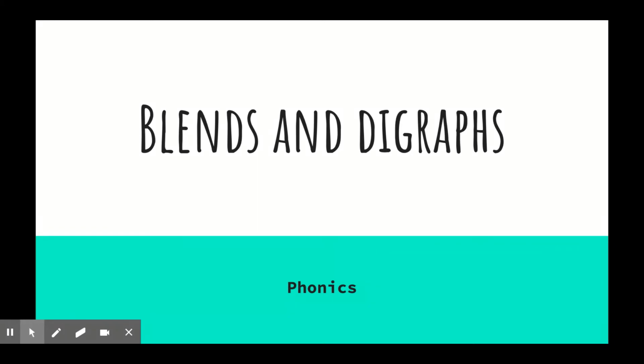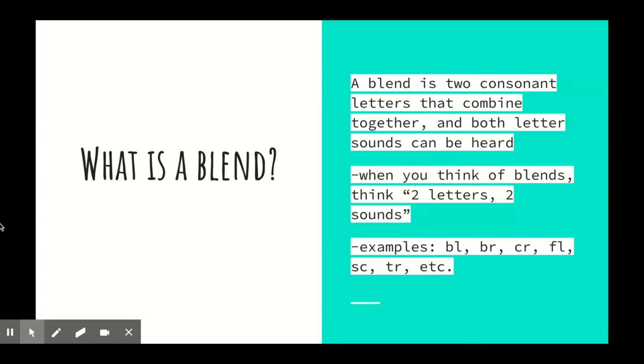So this week we're talking about blends and digraphs, which is part of phonics. Okay, blends and digraphs. Maybe you've heard of this before, maybe you haven't. Let's review. All right, what is a blend? Well, a blend is two consonant letters that combine together and both letter sounds can be heard. So when you think of blends, I want you to think two letters, two sounds.